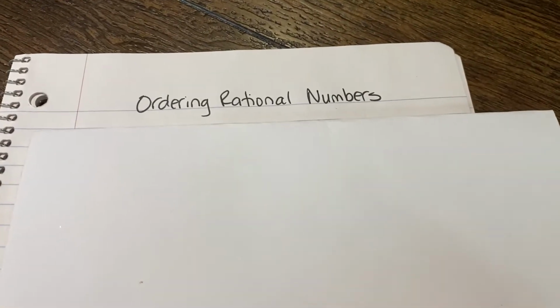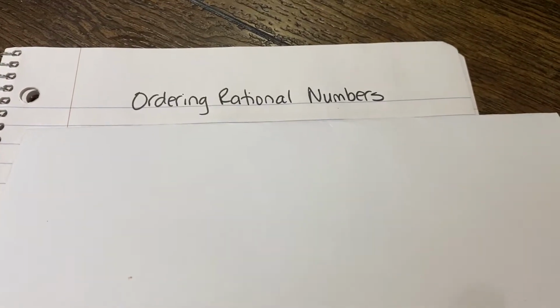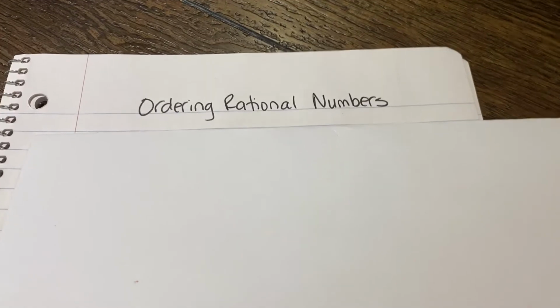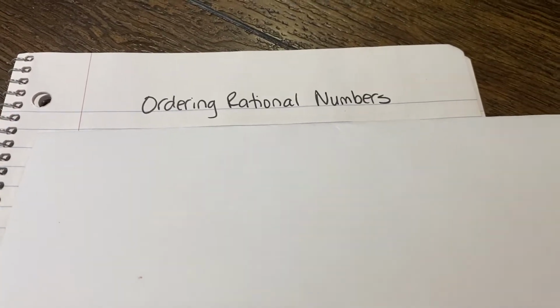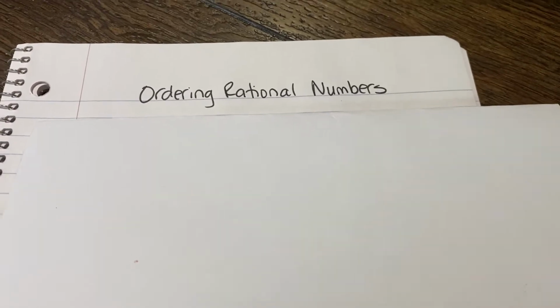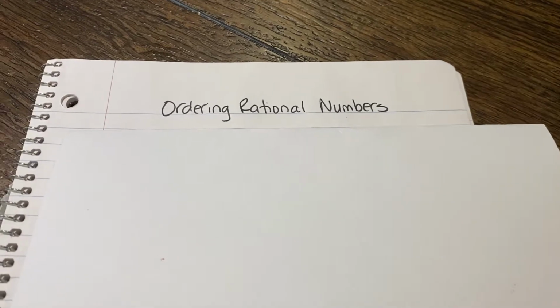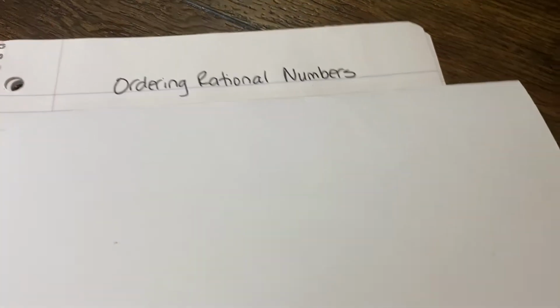Making this video here for ordering rational numbers. So putting numbers in order from least to greatest, greatest to least, whatever it may be. And rational numbers can be anything: fractions, decimals, percents, improper fractions, positive numbers, negative numbers, a little bit of everything. So this actually is going to tie into one of your activities from your choice board.